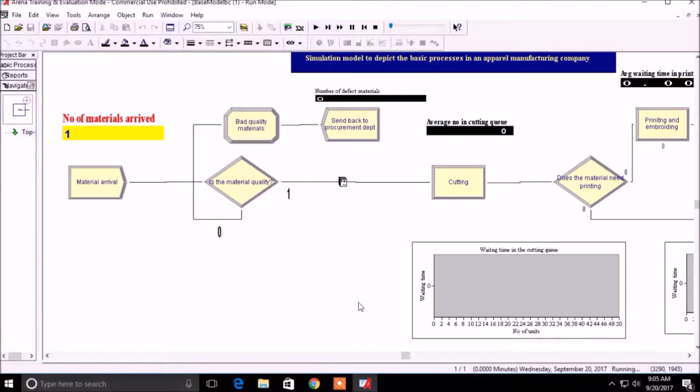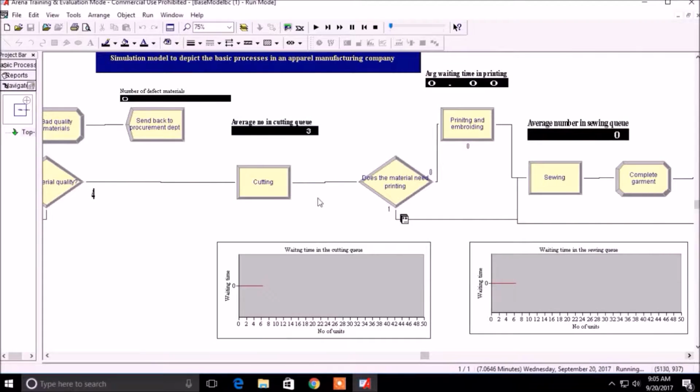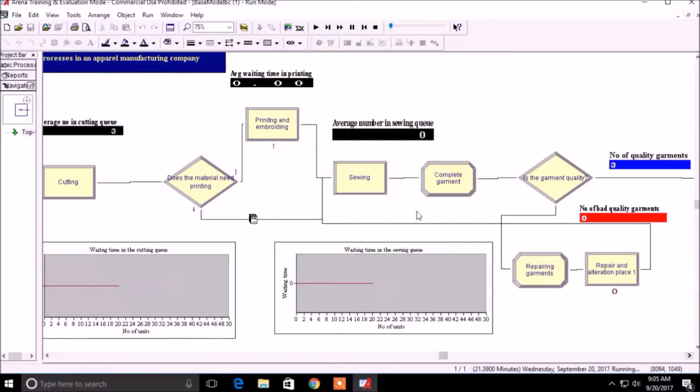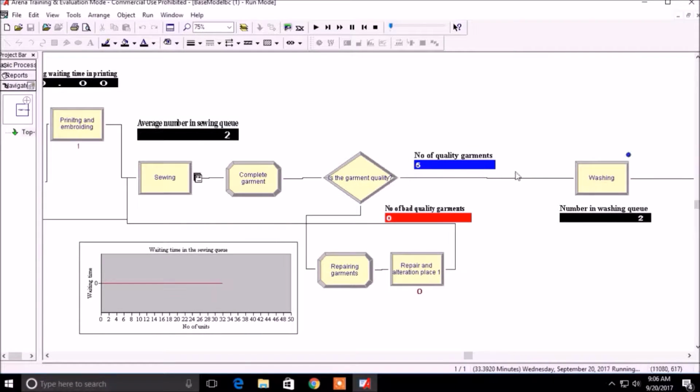Materials arrive at a certain rate and then the quality of garments is checked. Then the materials proceed to the cutting section. Graphs show the details. If the material needs printing, they will move to the printing section. If not, they will proceed to sewing directly. Average number in queue is displayed and the final garment is checked for quality. Quality garments proceed to washing. Defect garments go to the repairing section.